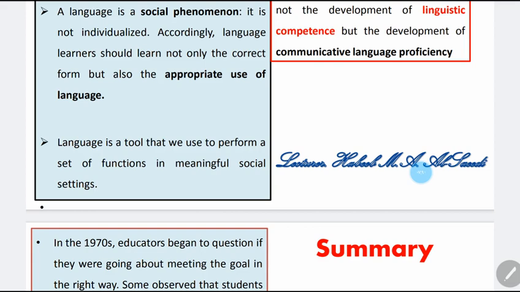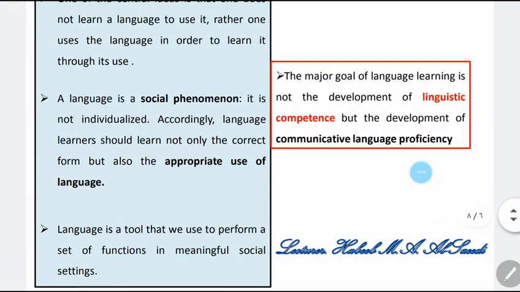Language is a tool that we use to perform a set of functions in meaningful social settings. So we use language to achieve functions in social settings, for example, as we said, asking for permission, asking for or giving directions, or doing other things.